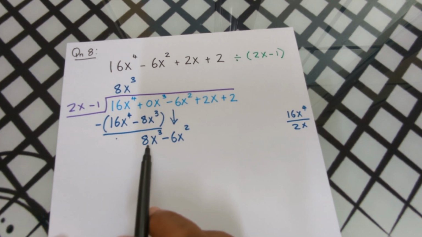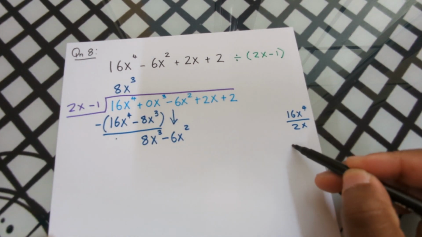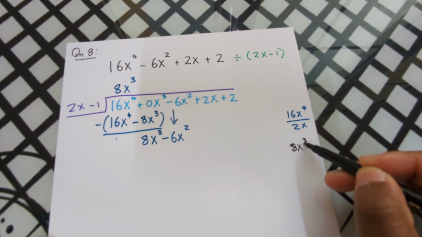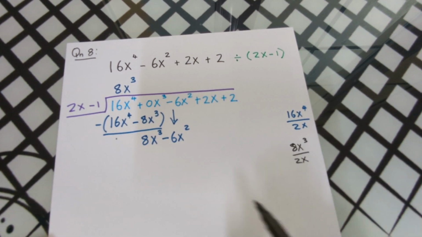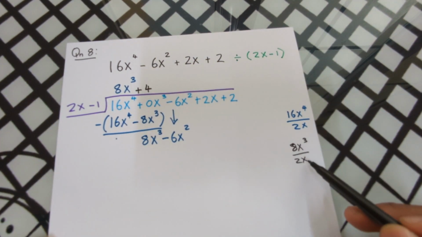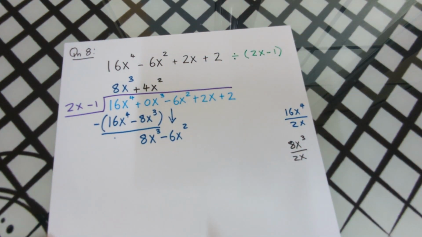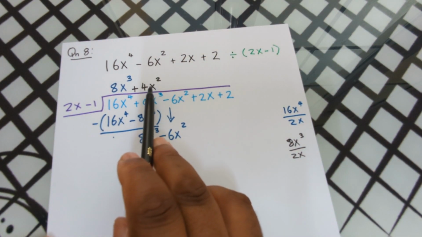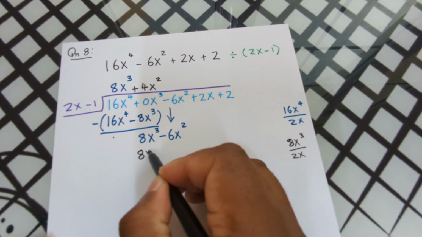We divide 8x cubed divided by 2x. So 8x cubed divided by 2x. 8 divided by 2, that's positive 4. X cubed divided by x, that's x to the power of 2. And now we multiply 4x squared multiplied by 2x. It will go back to 8x to the power of 3.